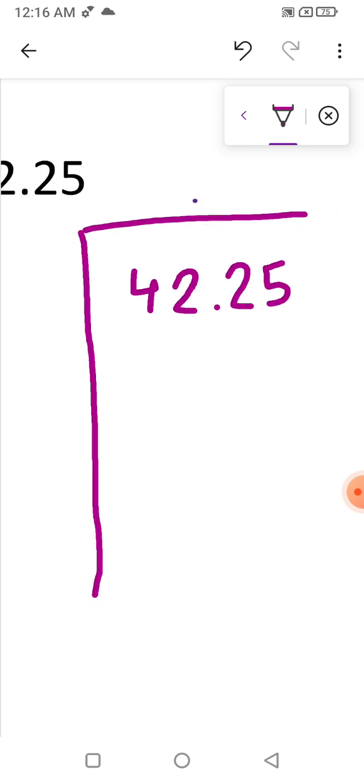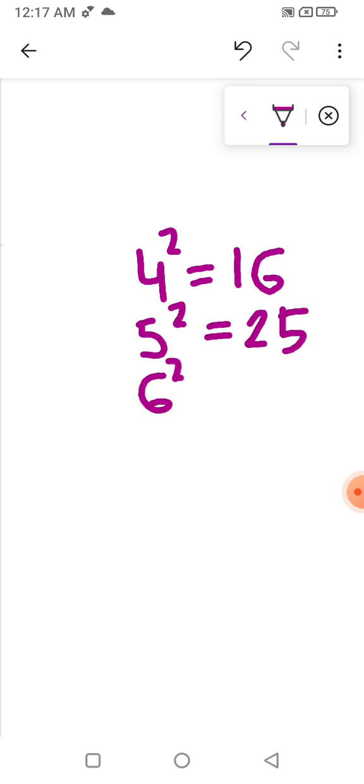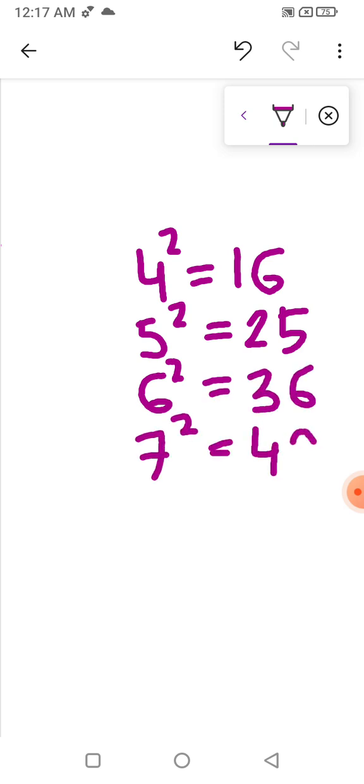Now the next step is, from right towards the left, make pairs of numbers. So the first pair we get is 2, 5, the next pair is 4, 2. Now think of a number whose square is close to 42. So list all the square numbers. For example, let's begin with 4 square, that is 16, 5 square, that is 25, 6 square, that is 36, 7 square, that is 49, and so on.